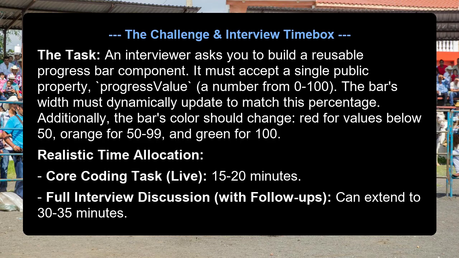The challenge and interview timebox. The task: an interviewer asks you to build a reusable progress bar component. It must accept a single public property, progressValue, a number from 0 to 100. The bar's width must dynamically update to match this percentage. Additionally, the bar's color should change: red for values below 50, orange for 50 to 99, and green for 100. Realistic time allocation: core coding task, live, 15 to 20 minutes. Full interview discussion, with follow-ups, can extend to 30 to 35 minutes.